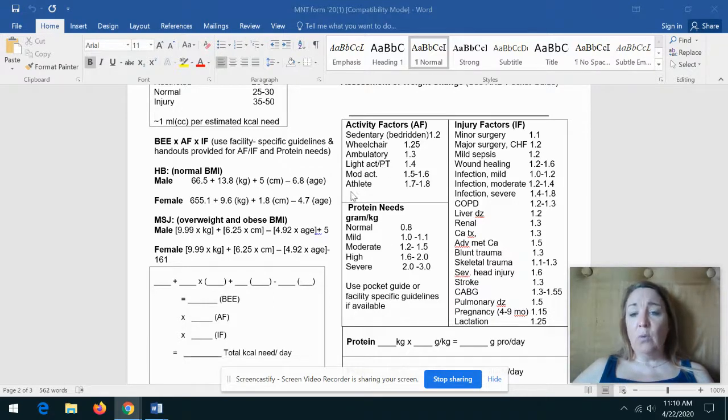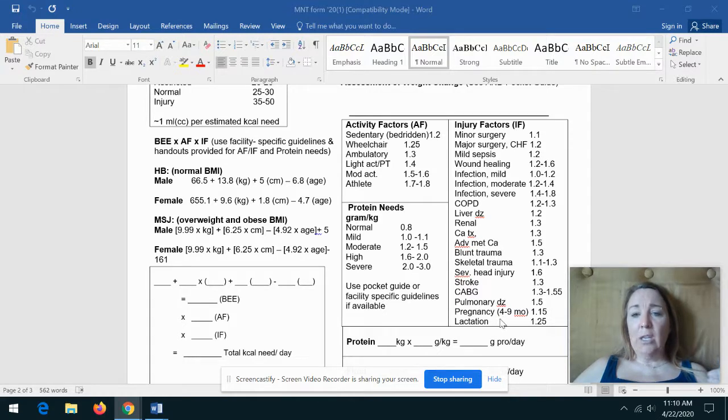Most of the folks that we see in an acute and long-term care setting, they're not going to be up here in the moderate activity or the athlete activity, okay? So somebody like Alexis, obviously she's going to be in this athlete category because she's training significantly for hours during the day. Then we move over here and we assign an injury factor.